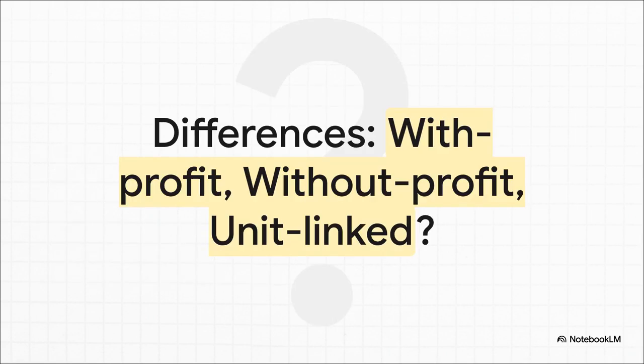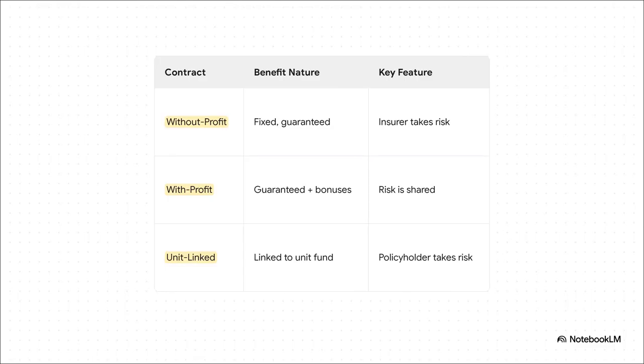And for our last question, we're comparing the nuts and bolts of 3 core product types. Describe the principal differences between the benefits under conventional, with profit, without profit, and unit-linked contracts. The absolute heart of this question, the thing you have to nail, is how investment risk is split between the insurance company and the customer in each of these. So it all boils down to one question. Who is carrying the investment risk?